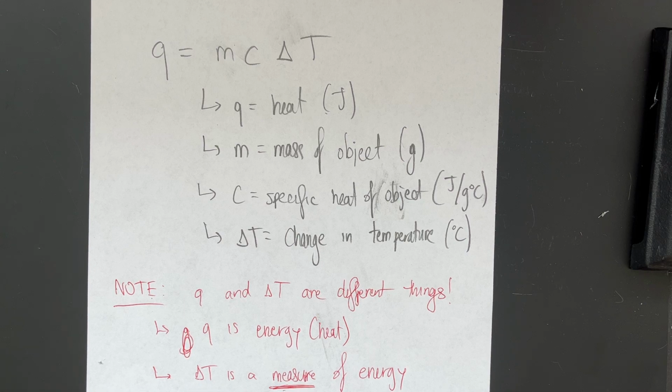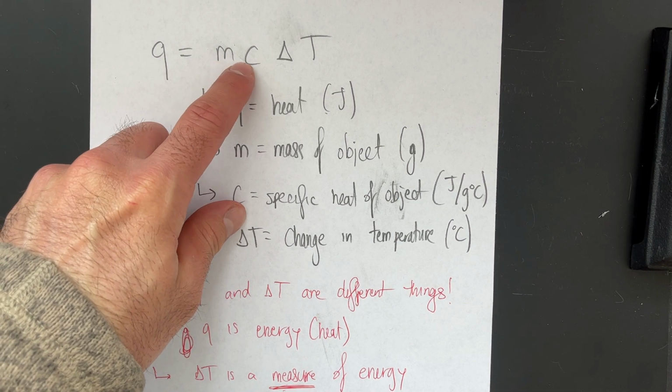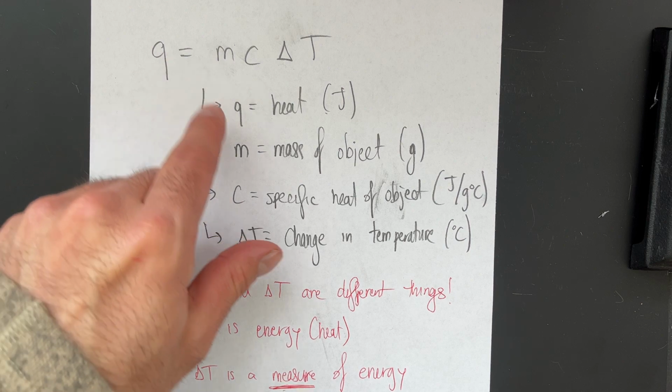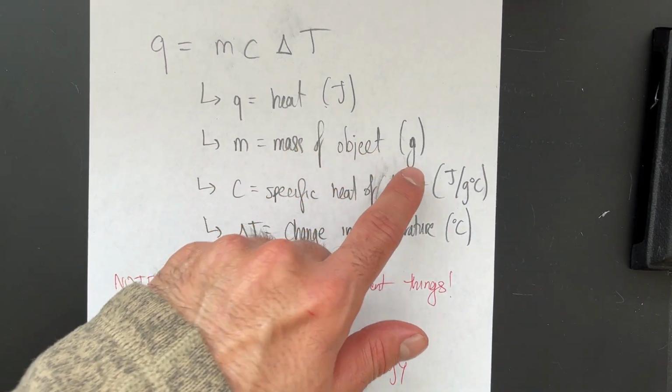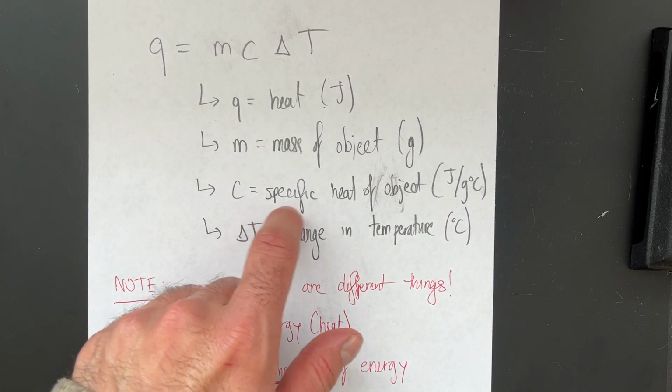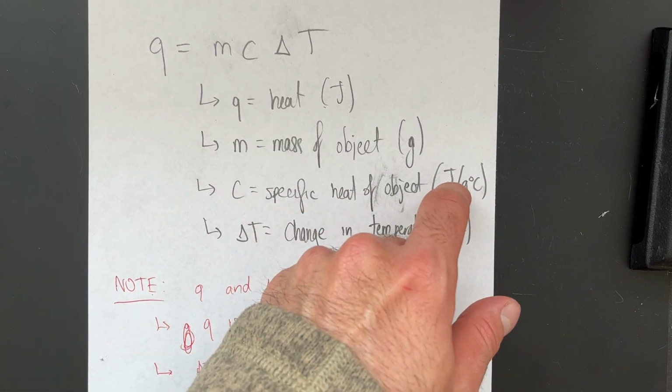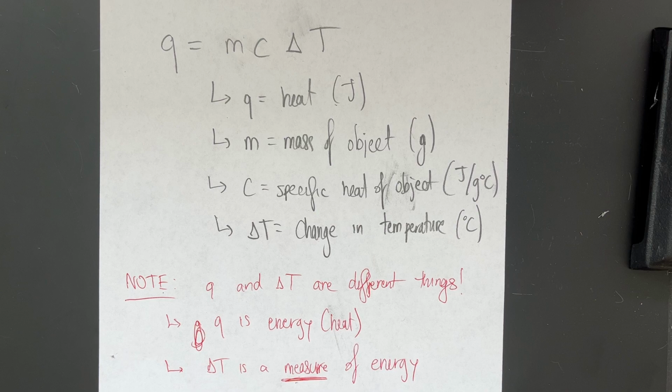The formula for heat is the following: Q is equal to MC delta T, where Q is the heat measured in joules, M is the mass of our object measured in grams, C is the specific heat of our object measured in joules per gram degree Celsius, and delta T is equal to the change in temperature of our object, which is measured in degrees Celsius.